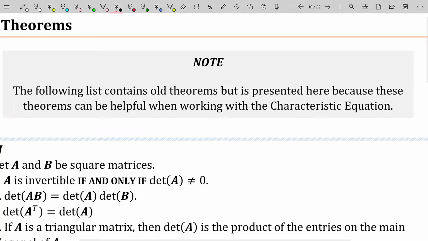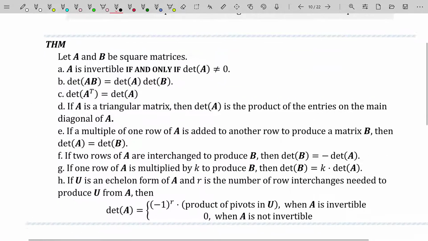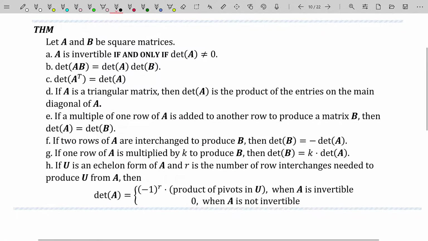As I state in this note, the following list contains old theorems, but it's presented here because these theorems can be helpful when working with the characteristic equation. And here is that list. Now, not everything in this list is going to be of ultimate importance. However, there are a few here that are going to be incredibly important.